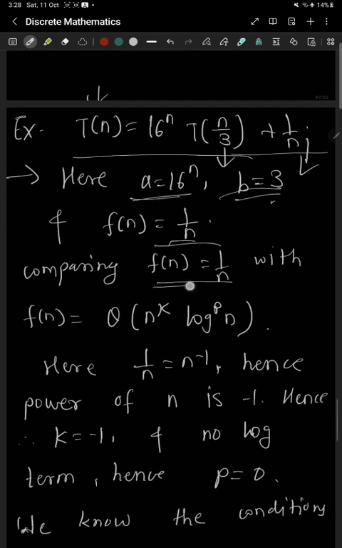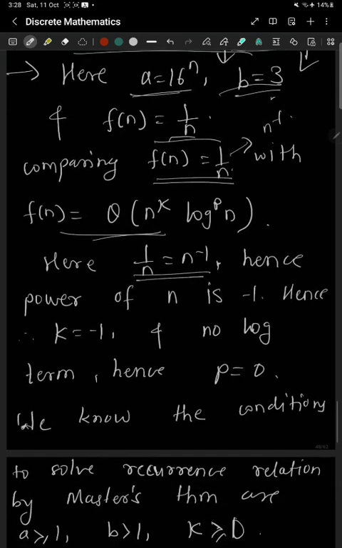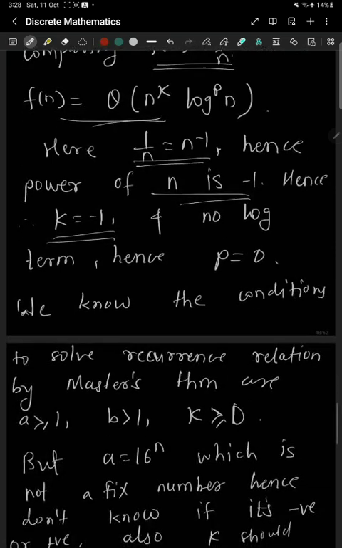Here, when we compare this f of n with the standard f of n, n is in the denominator. When we rewrite it, we can write it as n raised to minus 1, as the power of n is minus 1. Hence k is equal to minus 1. But we know that the condition for k is that it is always greater than or equal to 0. Hence this condition is not satisfied.